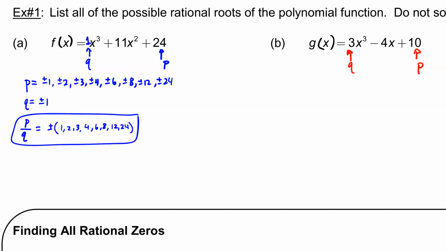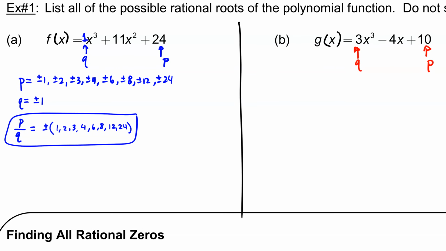So try to list out all the factors of Q and all the factors of P. Try this one out now that we've done one together. Try to list it out yourself. Find all the factors of 10, and then find all the factors of 3.